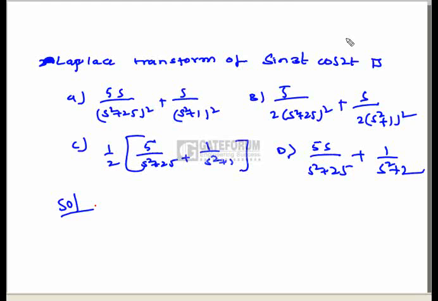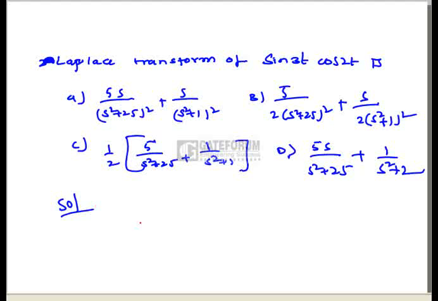Find out the Laplace transform of sin 3t cos 2t. Options A, B, C and D are given. Here we have to find the Laplace transform of sin 3t cos 2t. If we try to solve this directly, it is very difficult, so we can convert this into a feasible form.